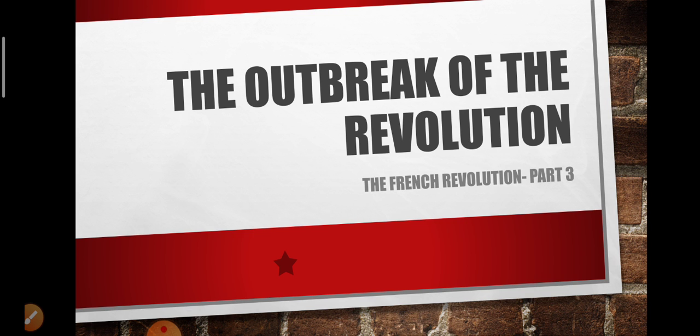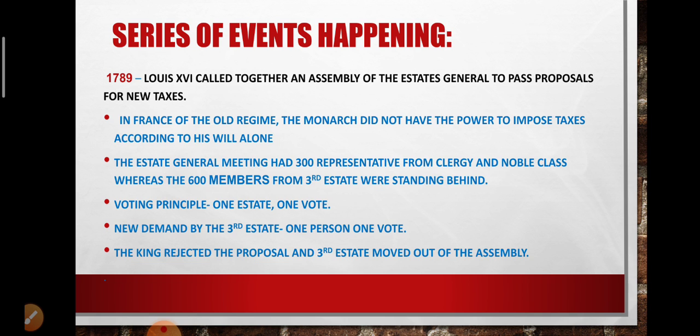In today's class, we will be talking about the second subpart of the chapter, the outbreak of revolution. For the convenience of understanding, we will be discussing this part of the chapter as a series of events that led to the outbreak of the revolution. It all started when King Louis XVI wanted to increase the taxes to cover the debts of France.